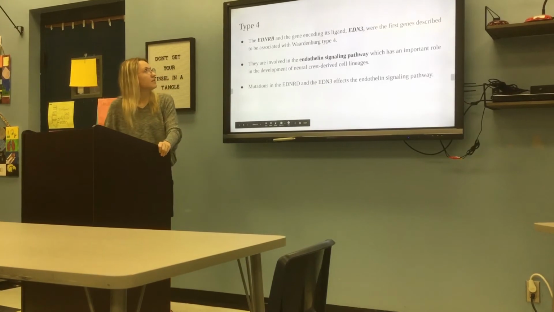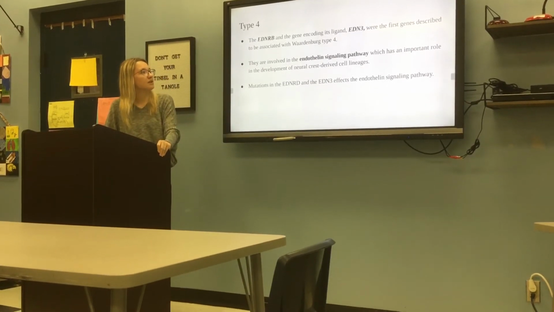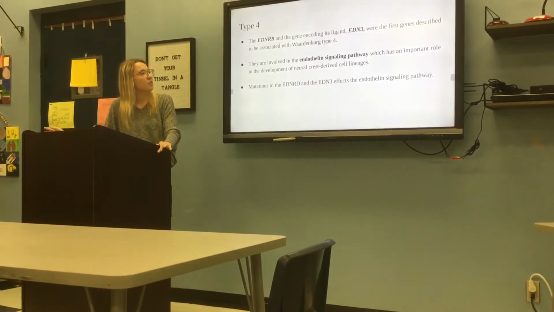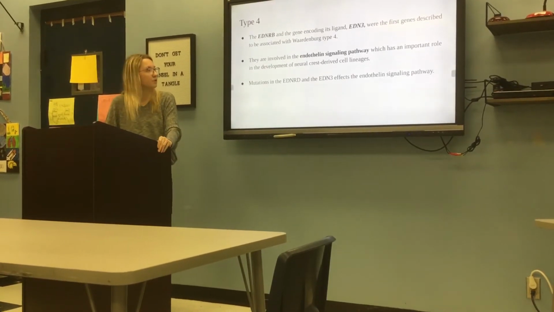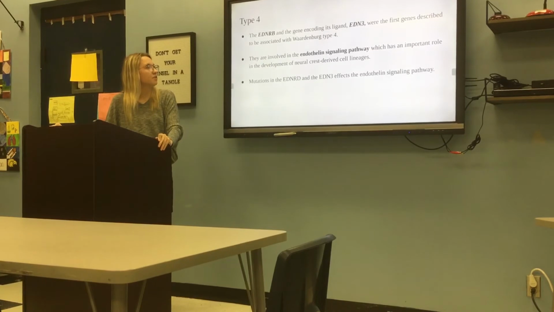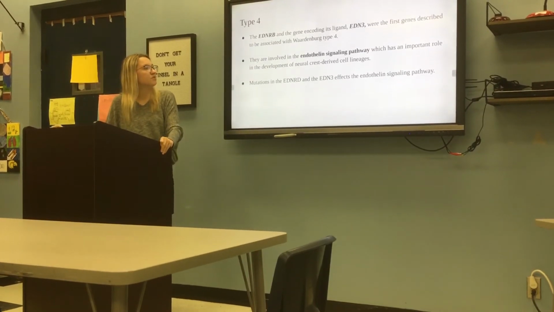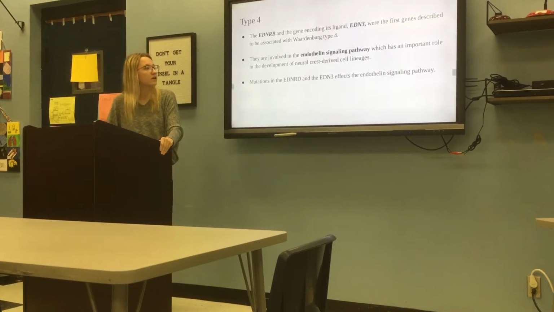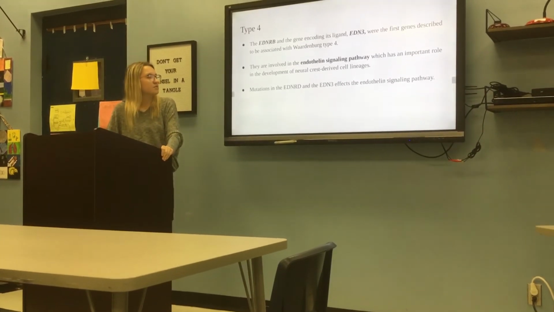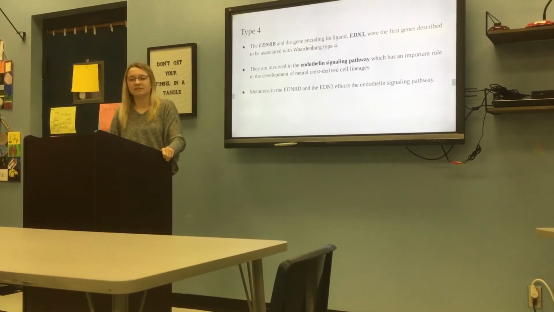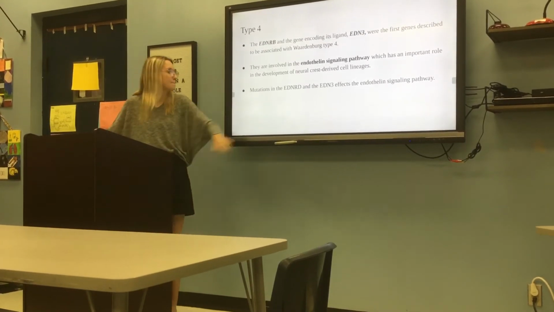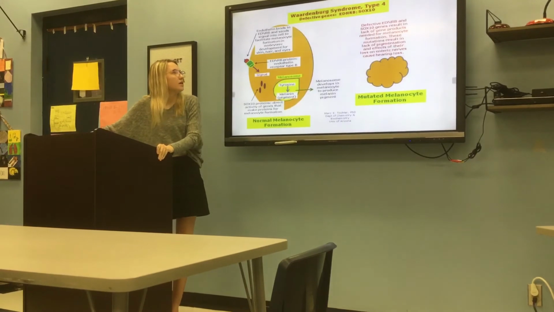Type 4, the EDNRB and the gene encoding its ligand, EDN3, were the first genes described to be associated with Waardenburg type 4. They are involved in the endothelin signaling pathway, which has an important role in the development of neural crest-derived cell lineages. Mutations in the EDNRB and the EDN3 affect the endothelin signaling pathway directly. Here is a diagram.